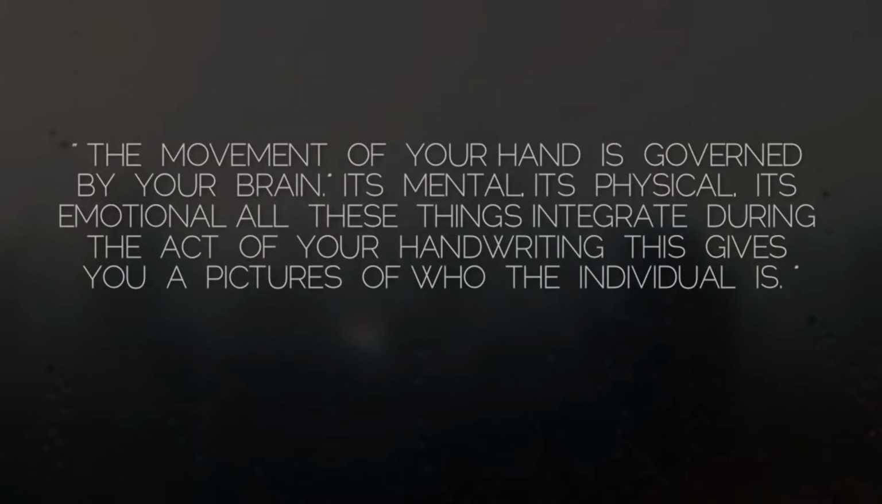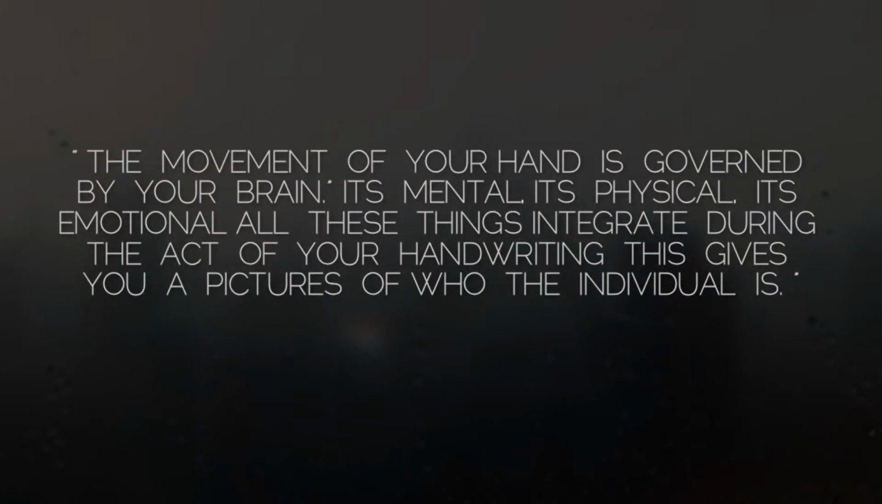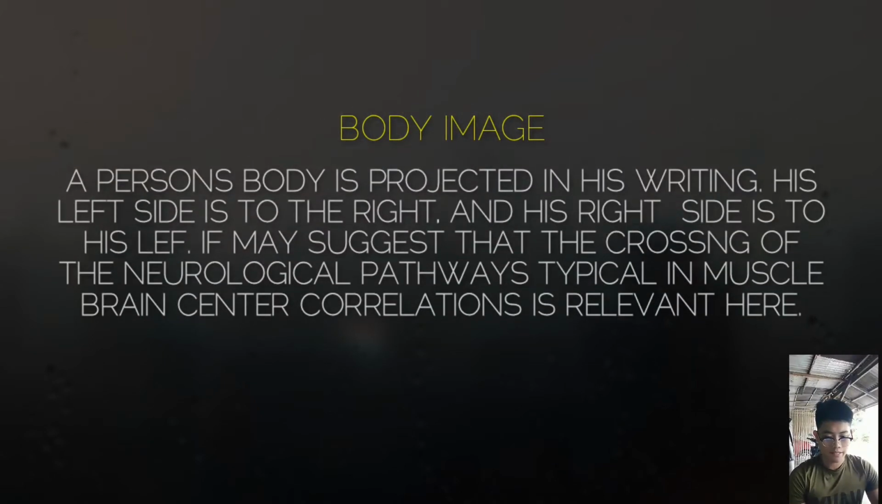The movement of your hand is governed by your brain. It's mental, it's physical, it's emotional. All these things integrate during the act of your handwriting. This gives you a picture of who the individual is. A person's body is projected in his writing. His left side is to the right, and his right side is to the left. It may suggest that the crossing of the neurological pathways, typically in the muscles and brain center, is relevant here.